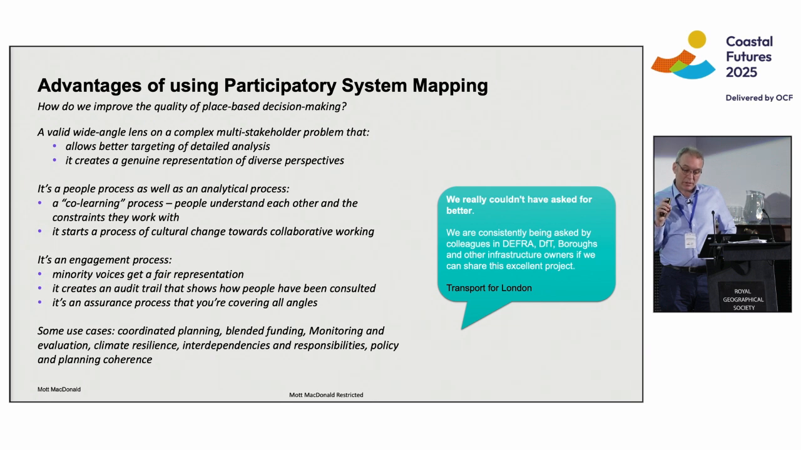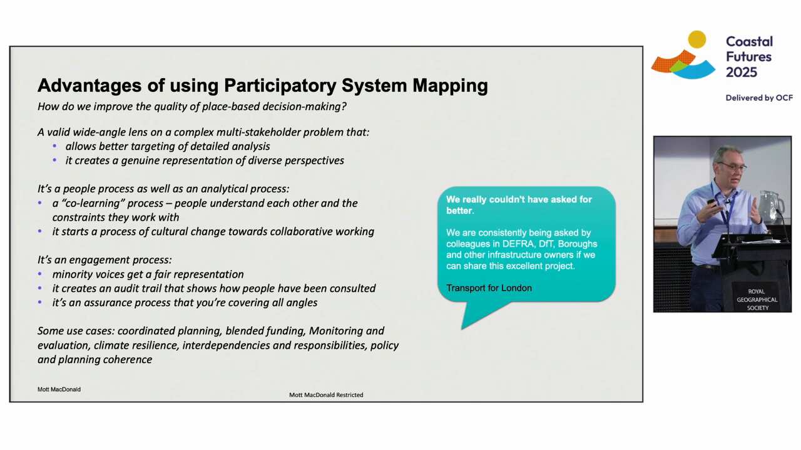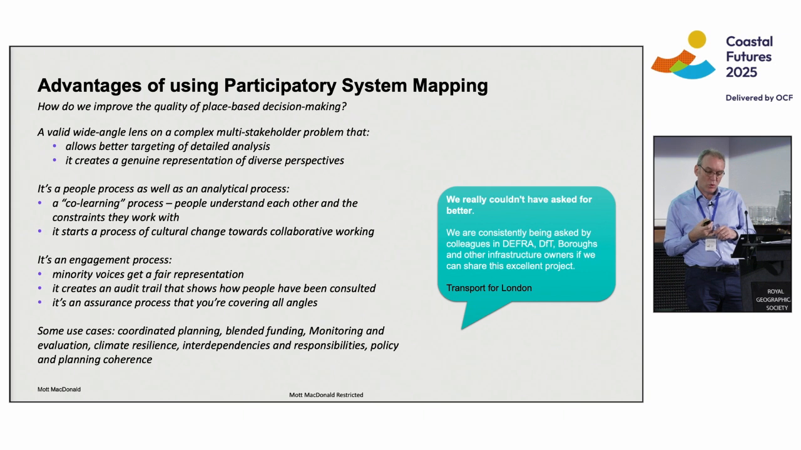And I think very significant in this point, jumping on to the next point about the engagement, is minority voices get a fair representation. Because the thing that people have said, for example, the assemblages, it may have been a minority ornithological voice in a larger planning process that has put that in there, but then it's on the map and it comes up in other discussions with developers and so on. And there may be a penny dropping kind of moment, but it's there and it kind of lasts. It creates an audit trail that shows how people have been consulted, and it's an assurance process to show that you're covering all angles.